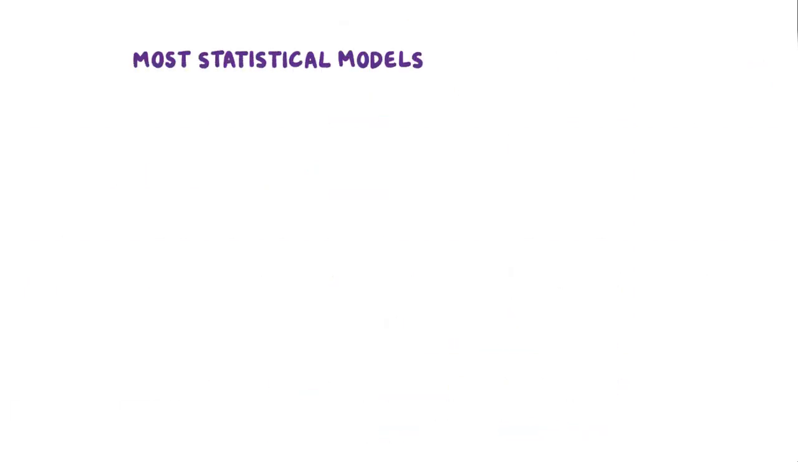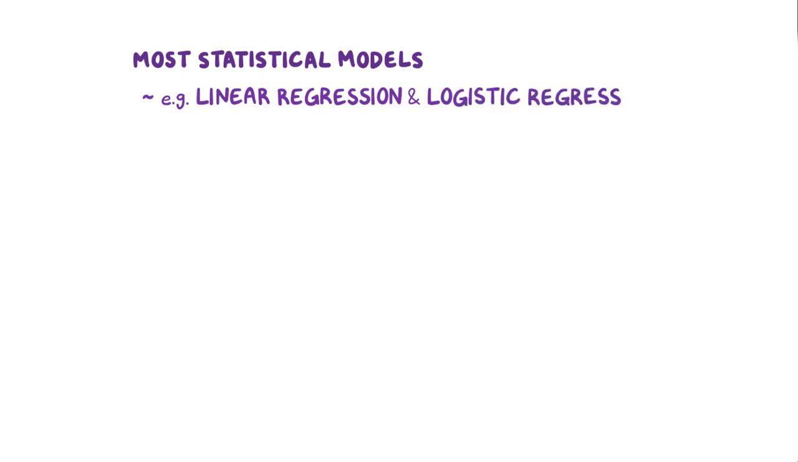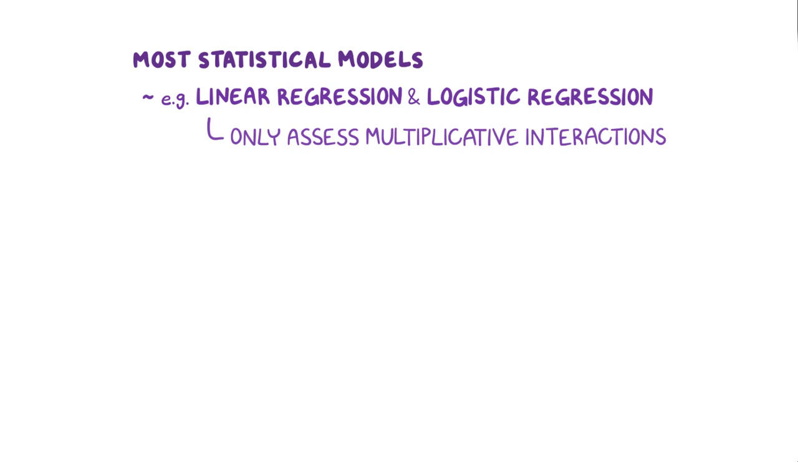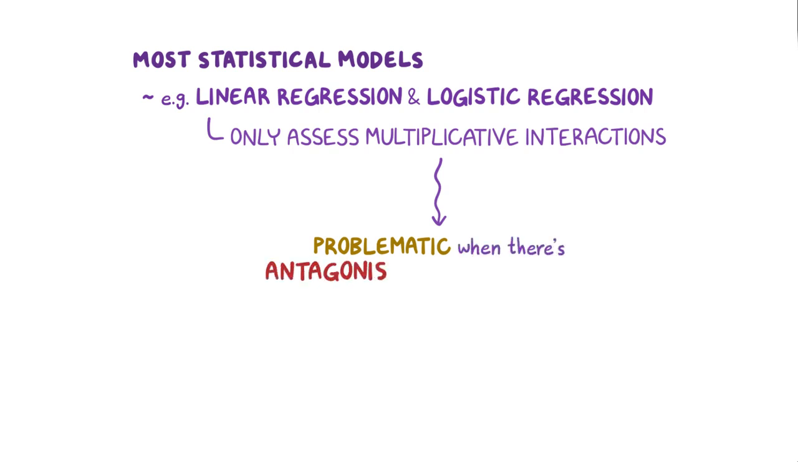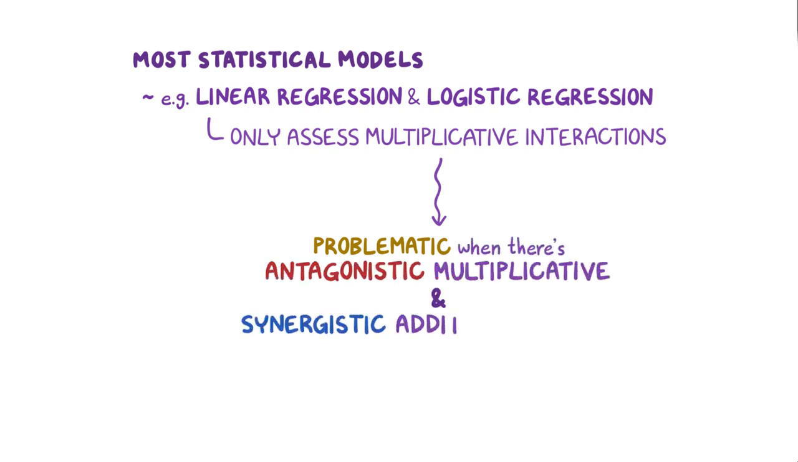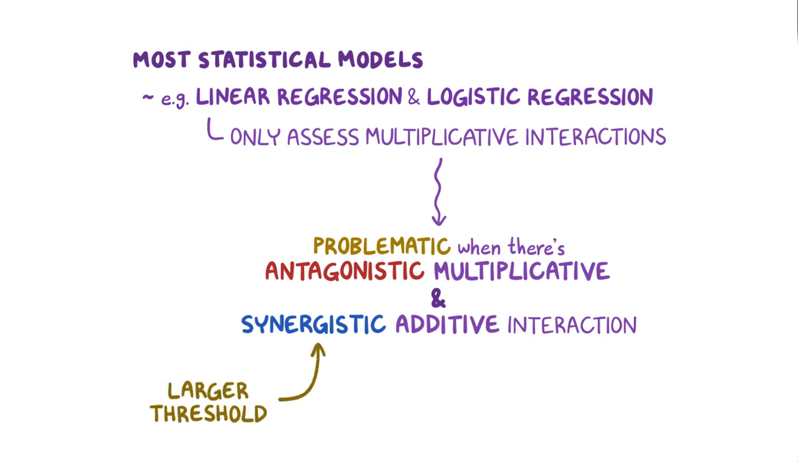Most statistical models, like linear regression and logistic regression, are designed to only assess multiplicative interaction, so that's the one that's usually evaluated for. This is particularly problematic in situations where there's antagonistic multiplicative interaction and synergistic additive interaction. That might happen because the threshold for synergistic multiplicative interaction is typically larger than the threshold for synergistic additive interaction, simply because multiplication results in larger numbers compared to addition.